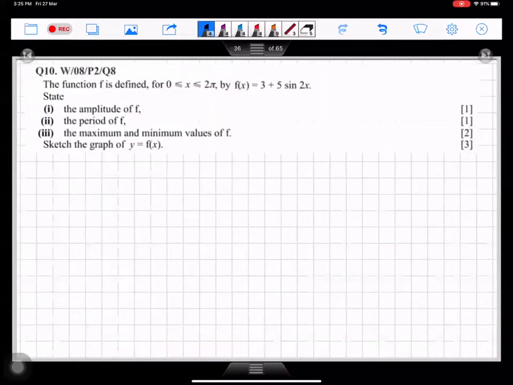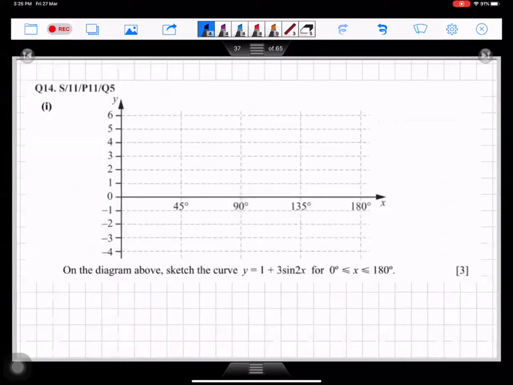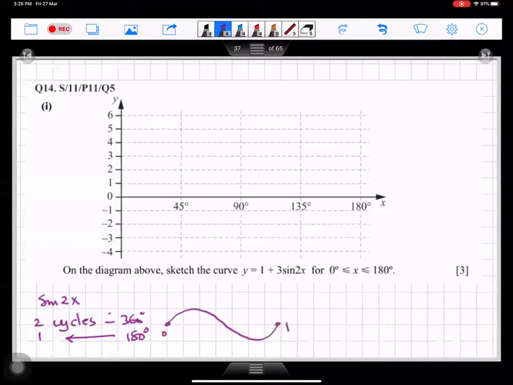Okay. Now, look at this particular one. On the diagram above, sketch the graph y equals 1 plus 3 sine 2x, 0 till 180. Again, the same process: sine 2x means 2 cycles in 360 degrees. But since they are asking only till 180, I should draw 1 cycle. Now, for 3 sine 2x, this should be 90, this should be 45, this should be 180. At 45, mark a 3, and 135 is minus 3.